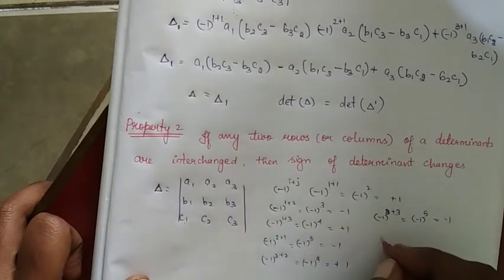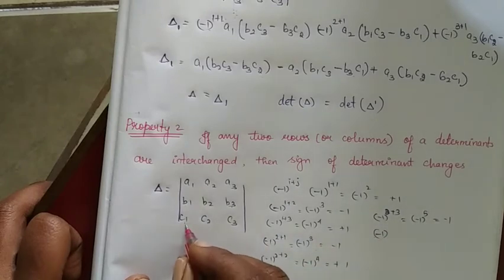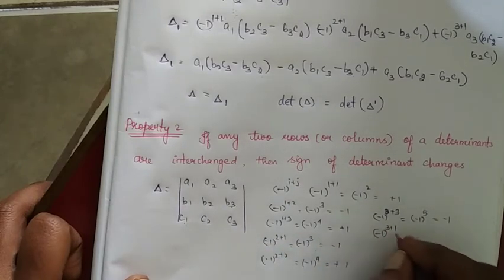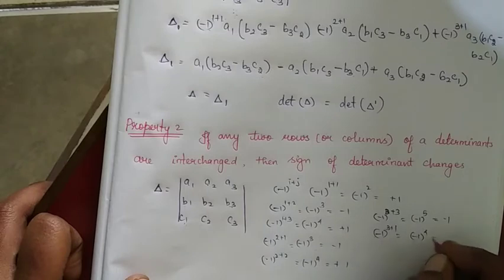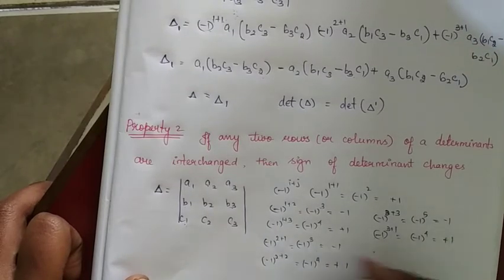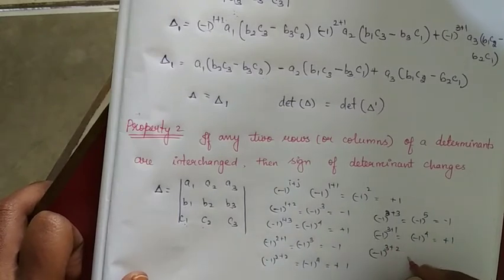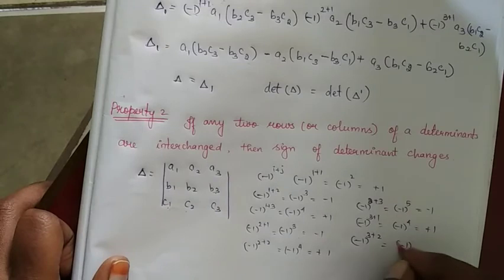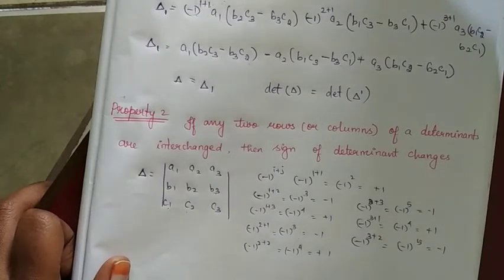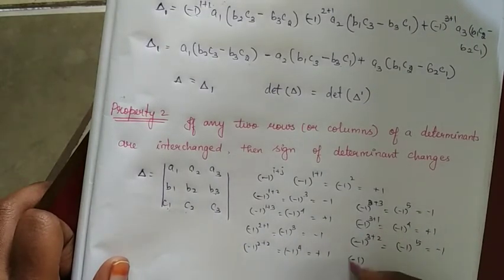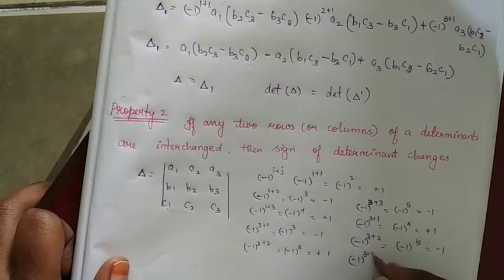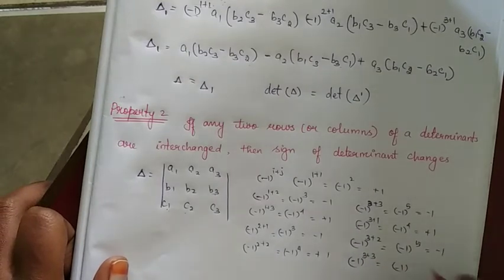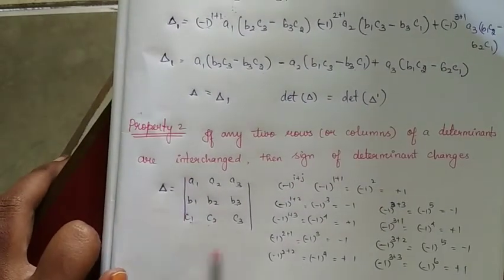Now here, this place is 3 1, so (-1)^(3+1) equal to (-1)^4 equal to plus 1. Next, (-1)^(3+2) equal to (-1)^5 equal to minus 1. Next here, 3 3, that is (-1)^(3+3) equal to (-1)^6 equal to plus 1. Now let us write the sign for these places.